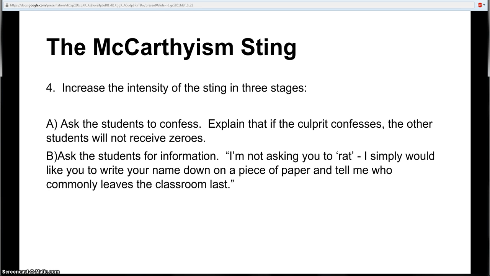Second, ask the students for information. Explain that you're not asking for them to rat necessarily on other students. Just explain that you would simply like for them to write their name down on a piece of paper and tell me who commonly leaves the classroom last.